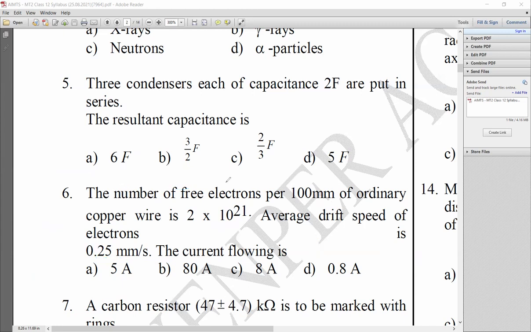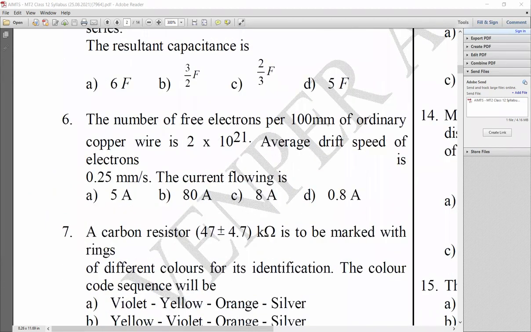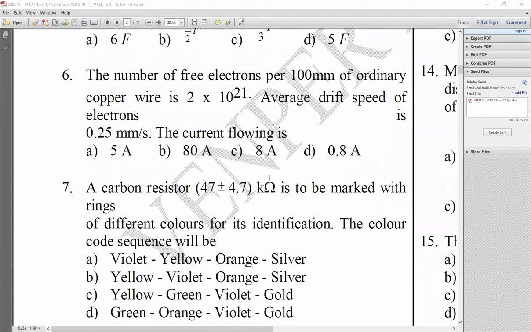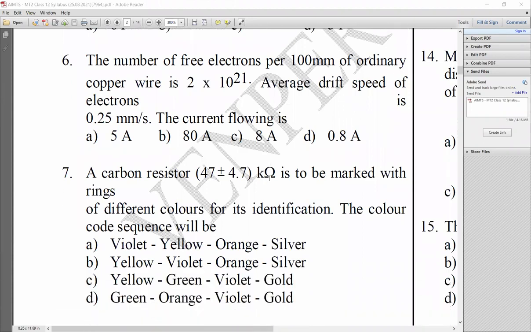Seventh question. What is given? A carbon resistor of 47 plus minus 4.7 kilo ohm is to be marked with the rings of different colors for its identification. The color code sequence will be.